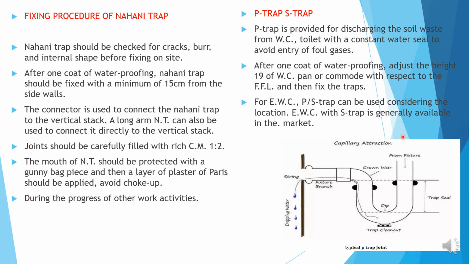See here, it has been totally explained nicely. See, this is the fixture where the commode has been sitting here. From here the water has been going down. This is a trap clean out. Here we are going to click it out. This is what we call the crown wear fixer branch, and it has been going down to the external line. This is what we call a trap seal.